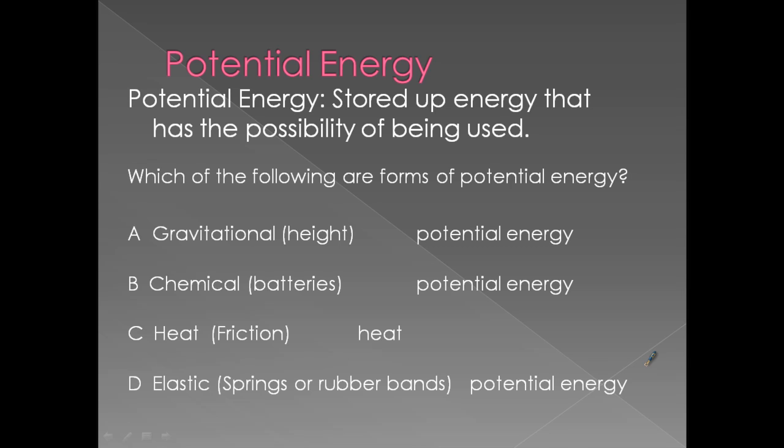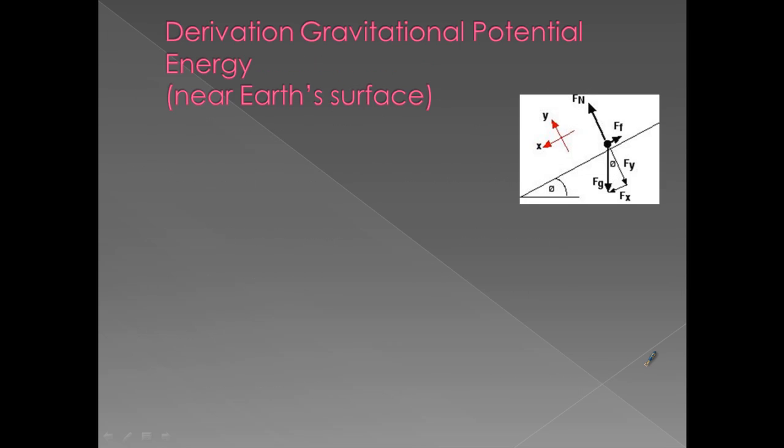The gravitational stores up energy because of its height above the Earth. Batteries store up energy through the chemicals that are inside them. And elastic, springs and rubber bands, if you stretch them, that's obviously energy, because you let it go, it's going to start moving. It uses that energy that's stored. And heat is just friction. Heat, we'll talk about heat some other time.